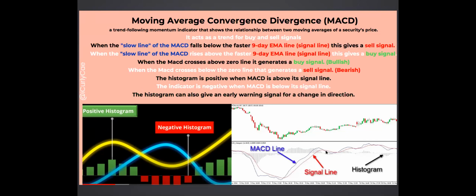The histogram, and this over here is what the histogram looks like. Now, when you see it in TradingView or stock charts, you may see it turn from a dark green color to a lighter green color. Sometimes that indicates that the trend is about to change. And then when it's red, you might see it turn to a faint kind of pink color. That kind of indicates that the trend is potentially changing as well, or changing direction. So the histogram is positive when the MACD is above the signal line. And the indicator is negative when the MACD is below its signal line. The histogram can also give an early warning signal for a change in direction.